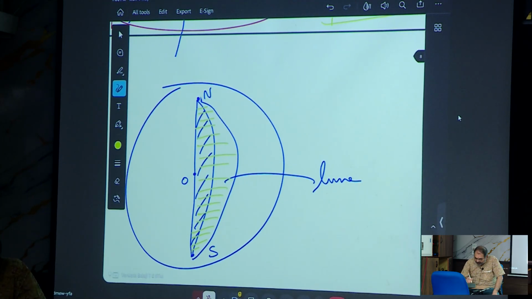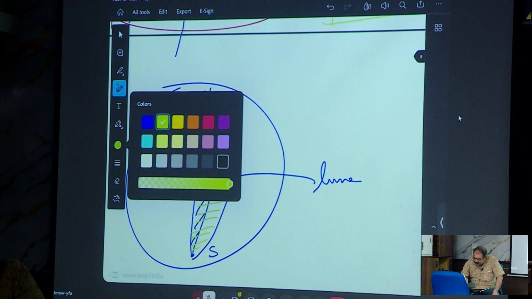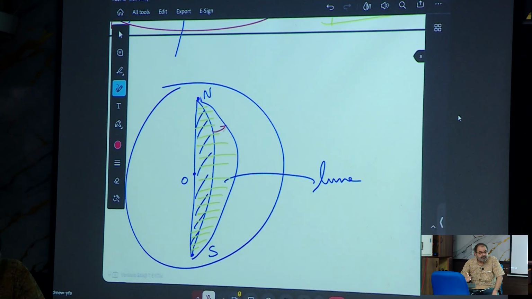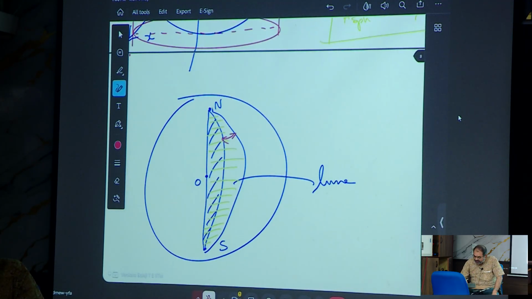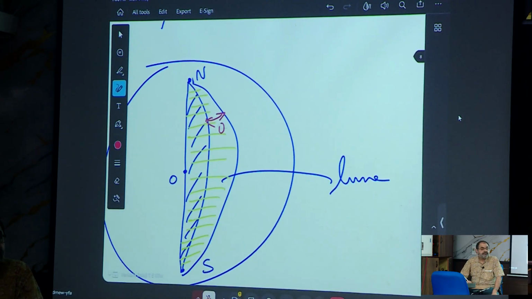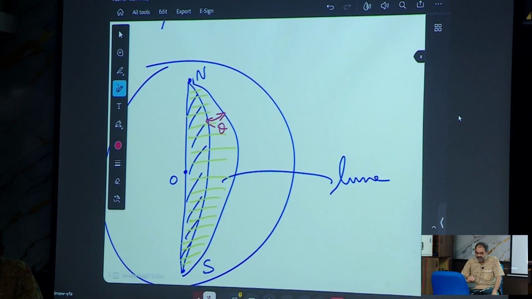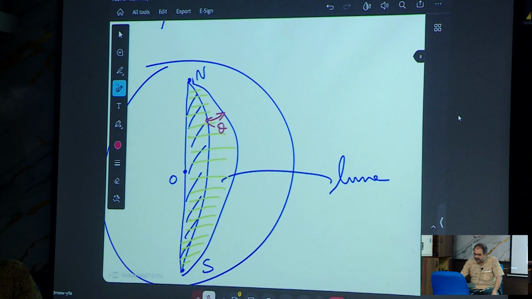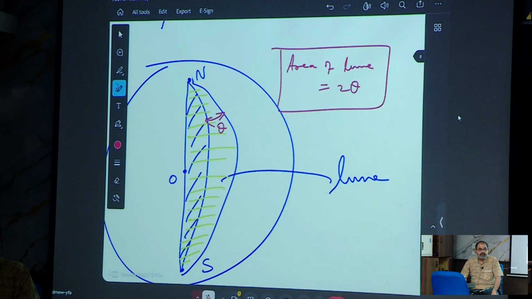And here is the important thing. There is this angle here, which is the angle between these two planes. And if you call this angle theta, okay, then here is the interesting thing. The area of the loon, the curved part on the sphere, will be 2 theta. Why is it 2 theta?